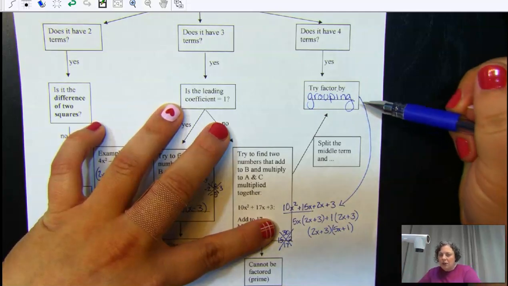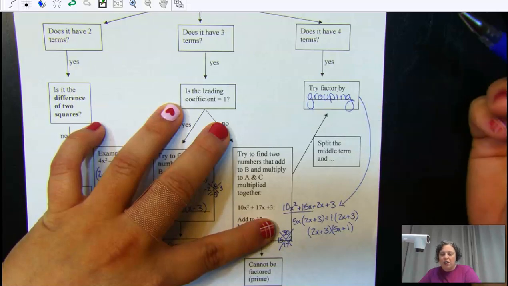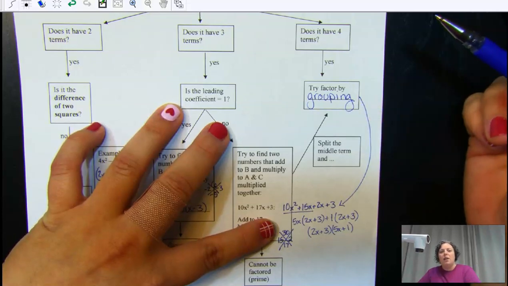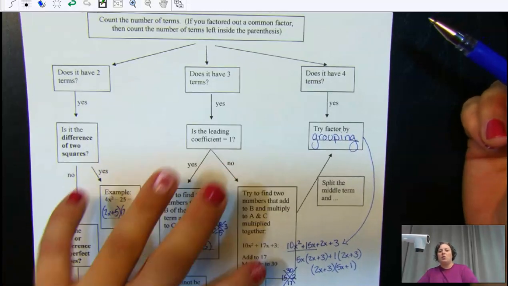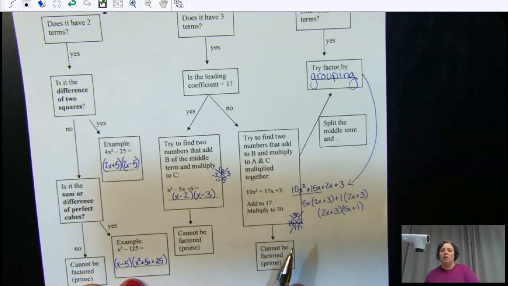And if factor by grouping doesn't work, I don't have that on here, but basically it's possible that it could not be factored as well. But you're going to want to use this as you go through and determine which kind of factoring you're going to be using, okay?